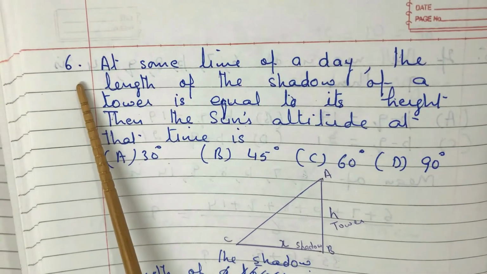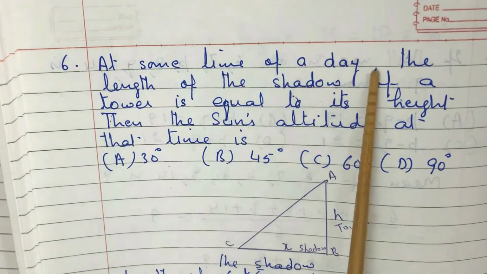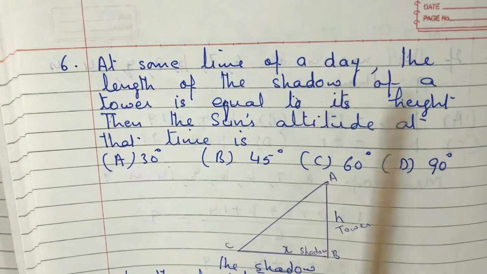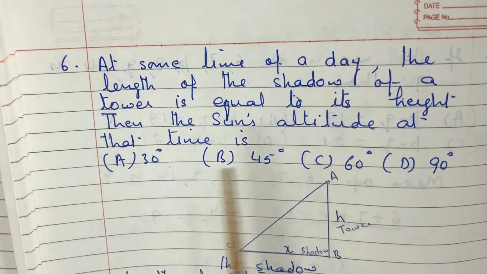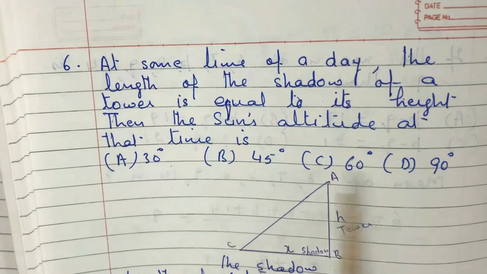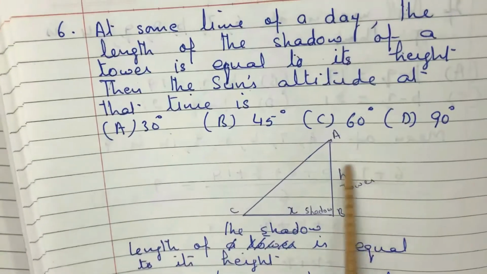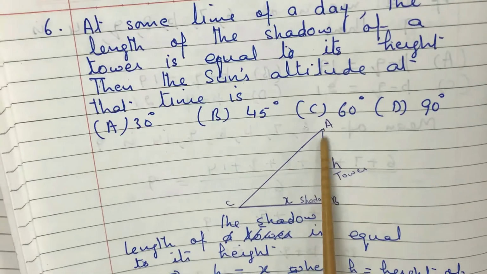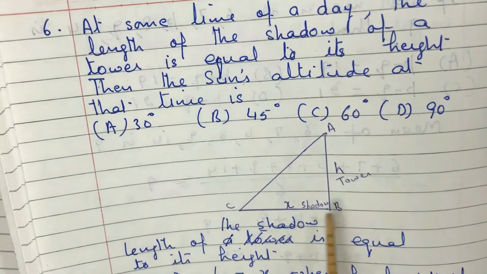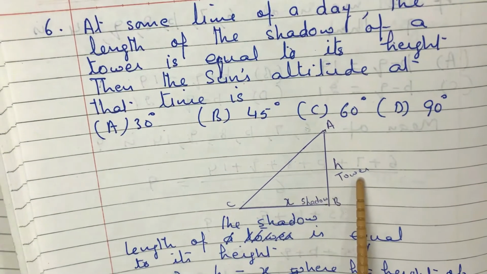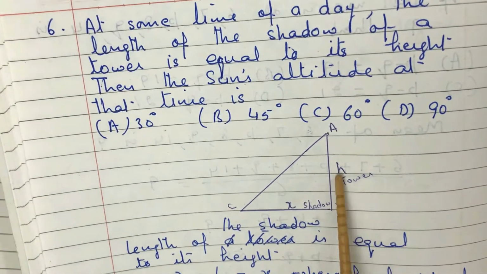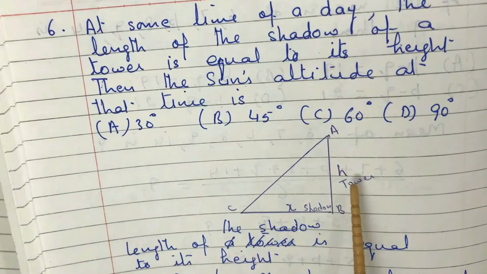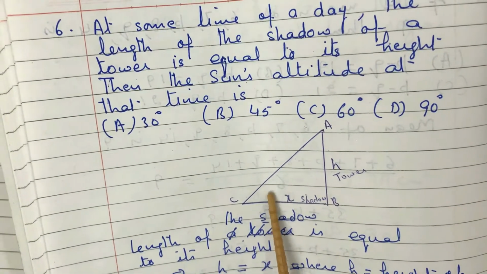Now the question number 6. At some time of a day, the length of the shadow of a tower is equal to its height. Then the sun's altitude at that time is. We have to find the angle. So there are 4 options. But let this is the tower and this is the shadow. And let tower is h meter and shadow is x meter. And both are equal. So we have to find this angle C.